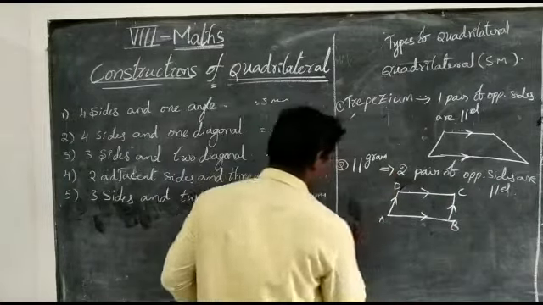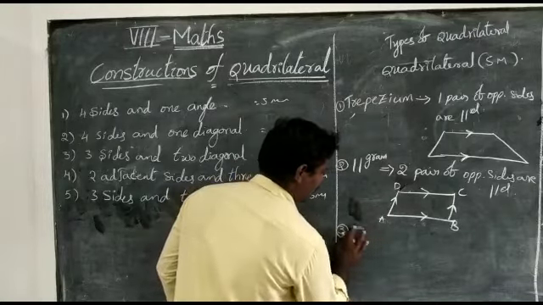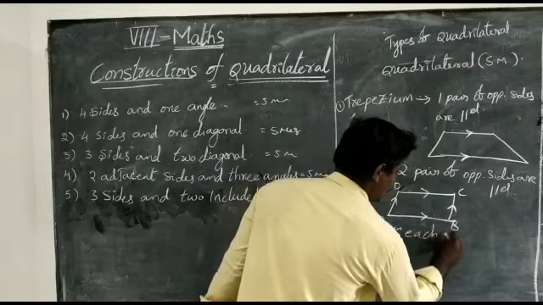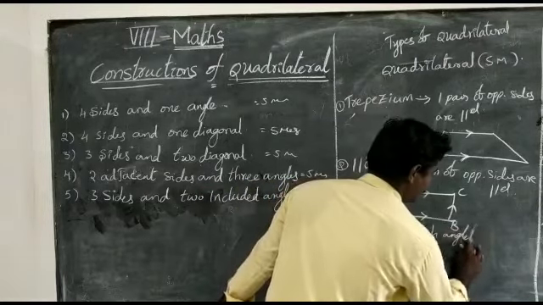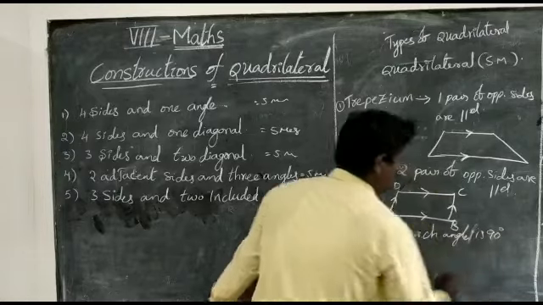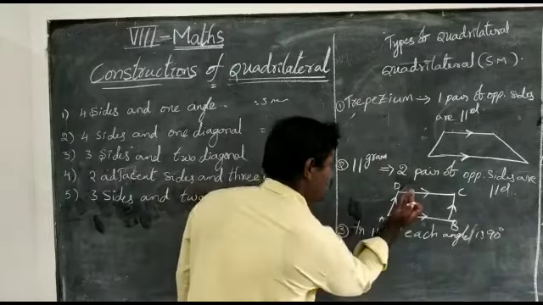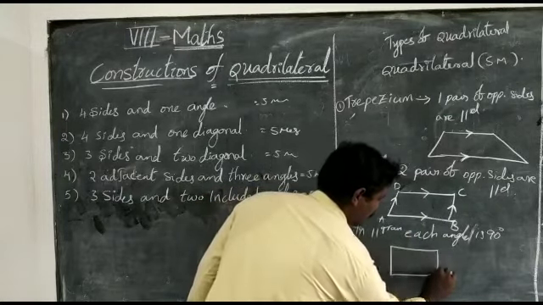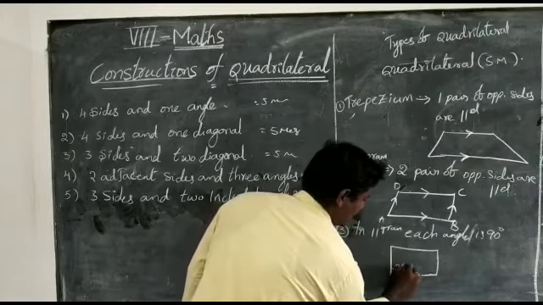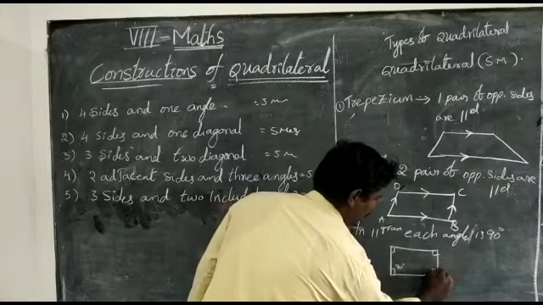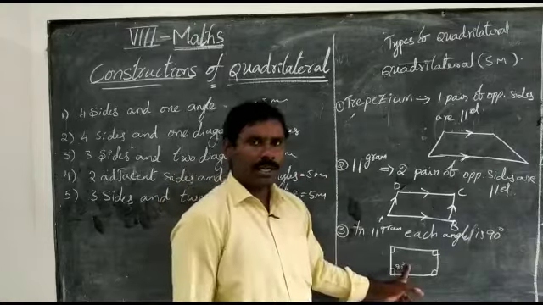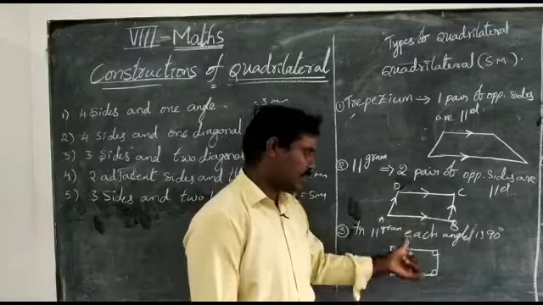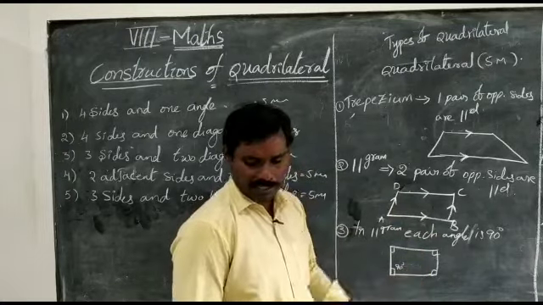Now in this parallelogram, if each angle is 90 degrees, then we get a rectangle. That means it will be straight. Here it is 90, 90, 90, 90. Then it is a rectangle. In a parallelogram, each angle is 90 degrees, then we get a rectangle.